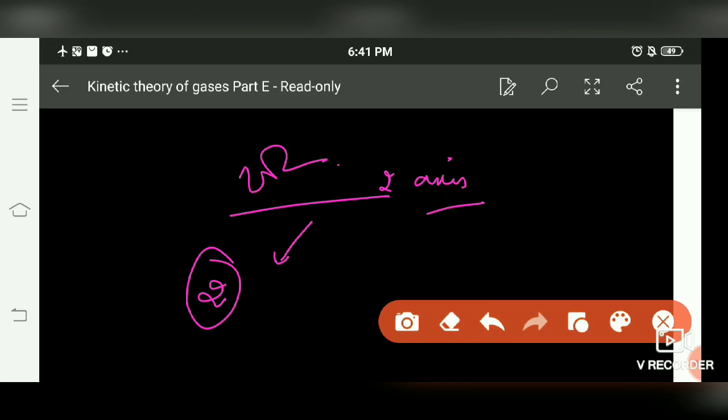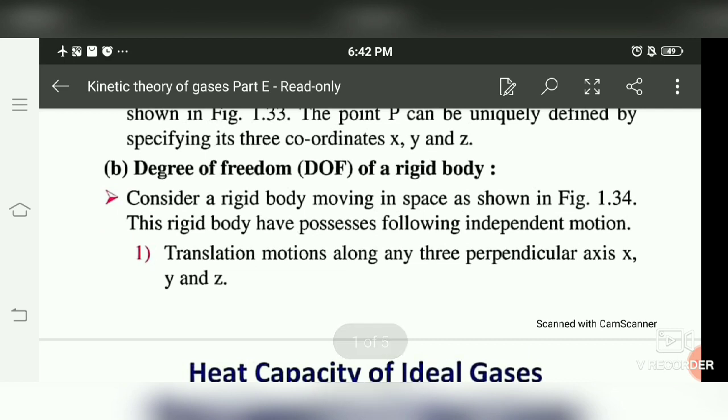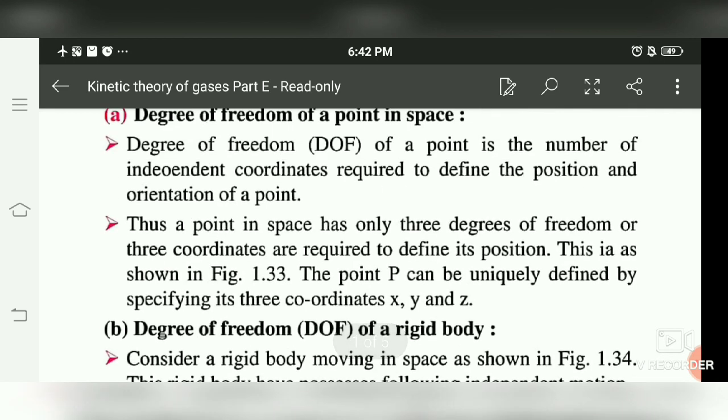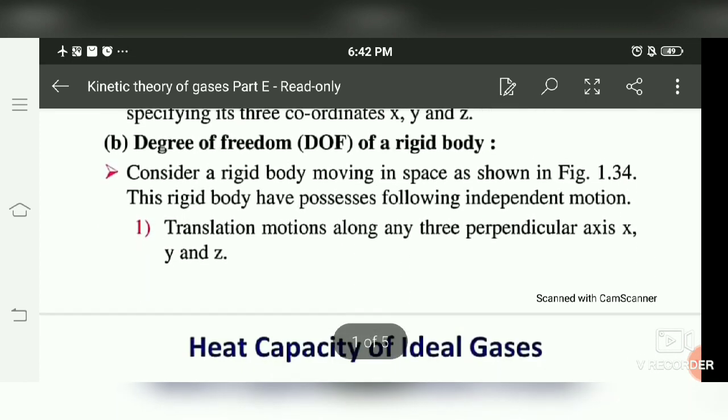Suppose a fly is flying in a room. To describe its motion, 3 axes are required. So for that, degree of freedom is 3. So degree of freedom is the number of independent coordinate axes required to define the position and the orientation of a point. That is called degree of freedom.